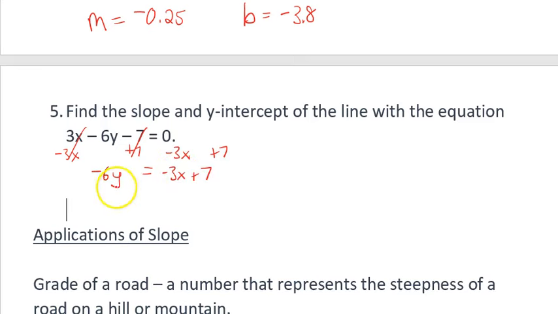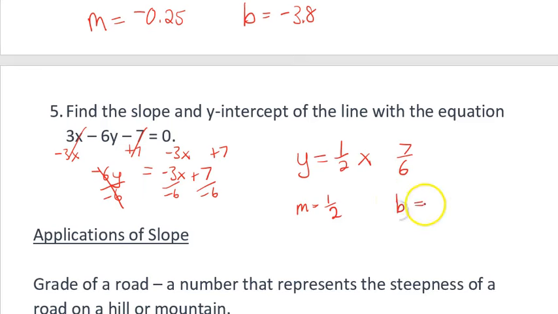But I'm still not done because I just need y by itself. So I'm going to divide by -6. And it's going to cancel out over here. That's going to give me y equals the -3 over -6 is going to reduce to 1/2. And then the 7 over 6, I'm just going to leave that as a fraction, but it's negative because the 6 was negative. So I'm going to say -7/6. Now I can tell that my slope is 1/2 and my y-intercept is -7/6.